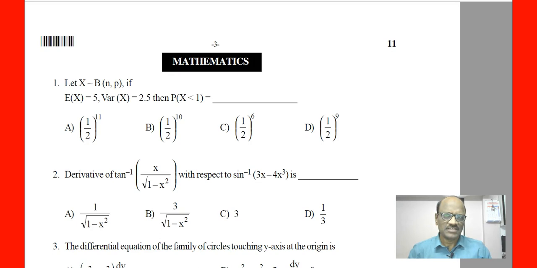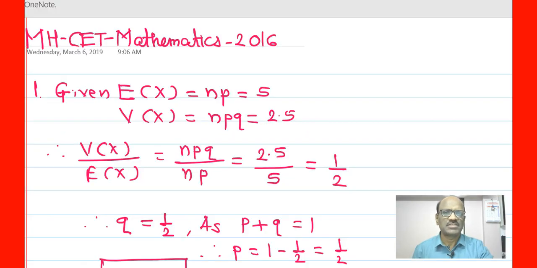Now the first question is, x follows the binomial distribution, if E(x) is equal to 5 and the variance of x is equal to 2.5, then find the probability where x is less than 1. Now let us see the answer of this question.